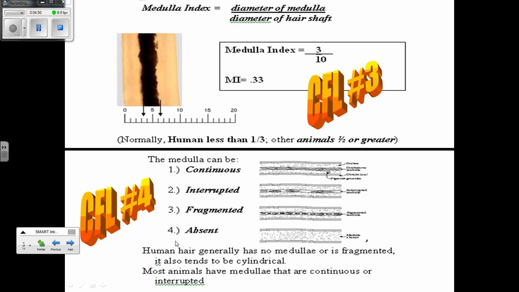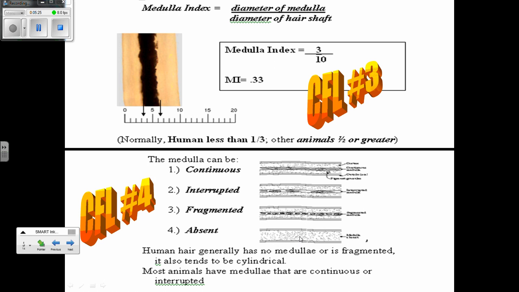There's the continuous pattern where you have the medulla throughout the entire hair. There's the interrupted pattern, where you get sections where you have medulla, then sections where you don't, then sections where you do, then sections where you don't. And there's no set pattern in those particular sections. Whereas in fragmented, you get relatively even-sized sectioning of medulla with spaces in between them. So interrupted is pretty random, whereas fragmented has its own set pattern for the medulla.